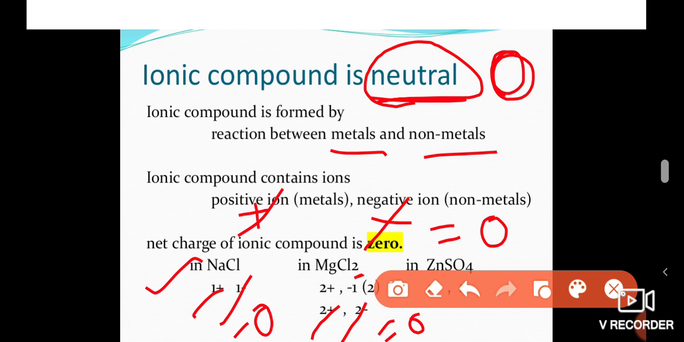Okay, students. So an ionic compound is formed by ions. Those ion charges neutralize each other. So the net product is neutral in nature. Okay.